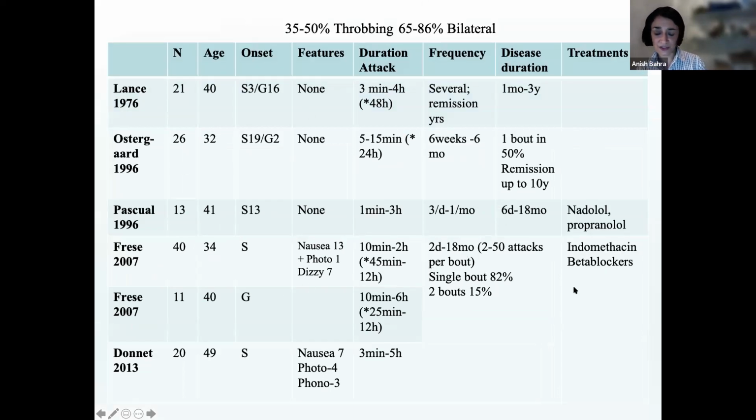So this is the treatment responses. Again, it can be throbbing, can be bilateral, but again, indomethacin. But the other one that seems to come up quite frequently is beta blockers. So nadolol and propranolol have been shown to be effective.